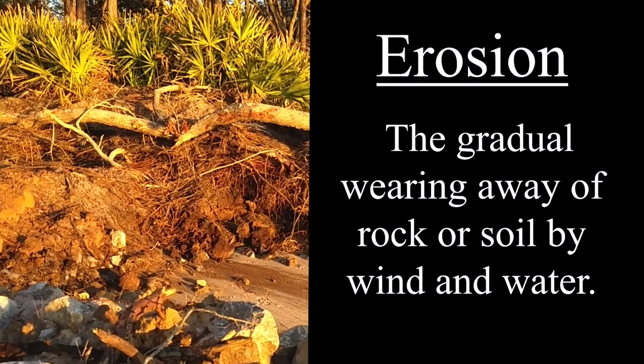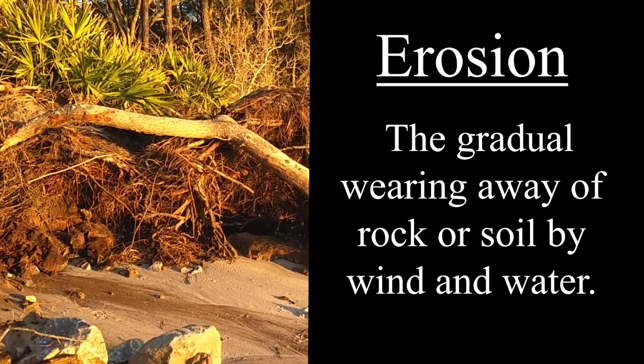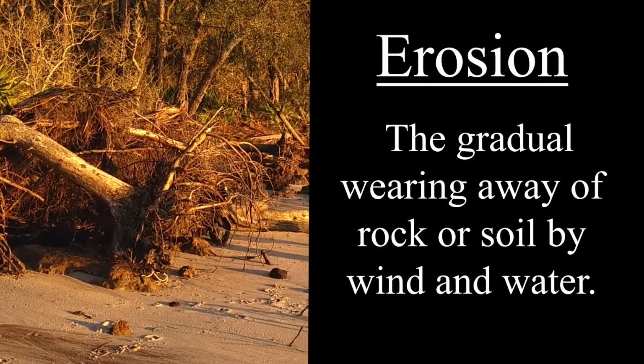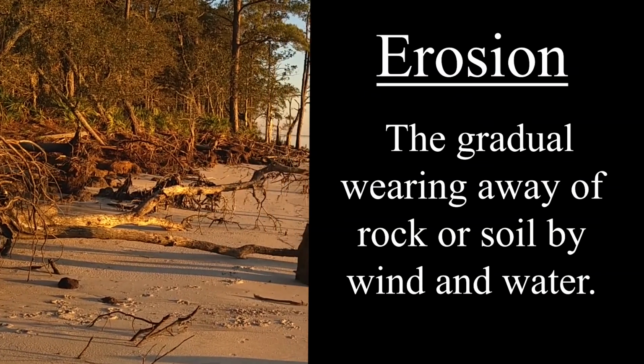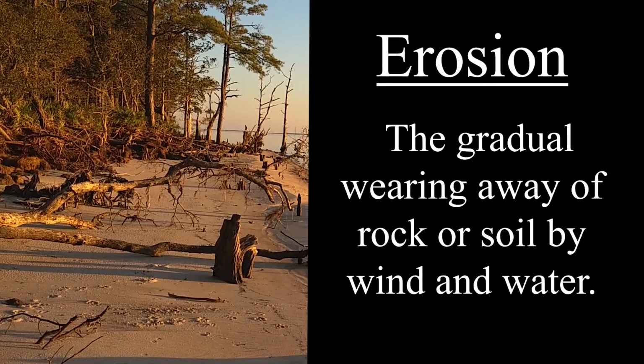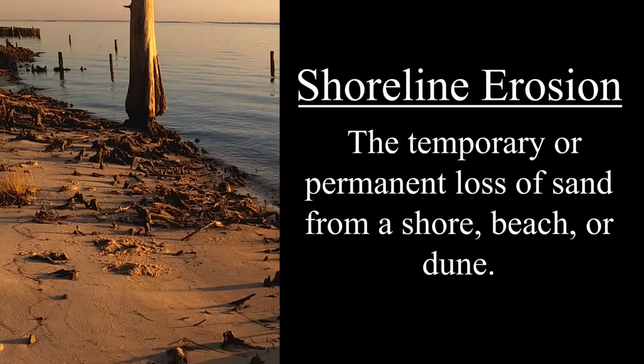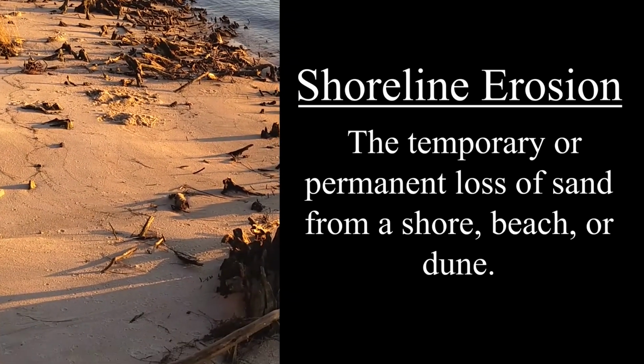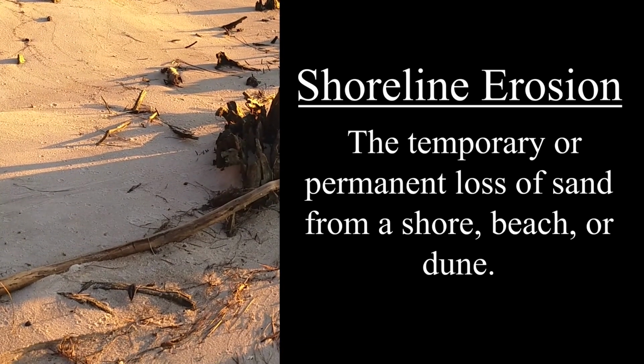Erosion is the gradual wearing away of land surface materials, especially rocks, sediments, and soils, by the action of water, wind, or glaciers. Shoreline erosion is the temporary or permanent loss of sand from a shore, beach, or dune system.